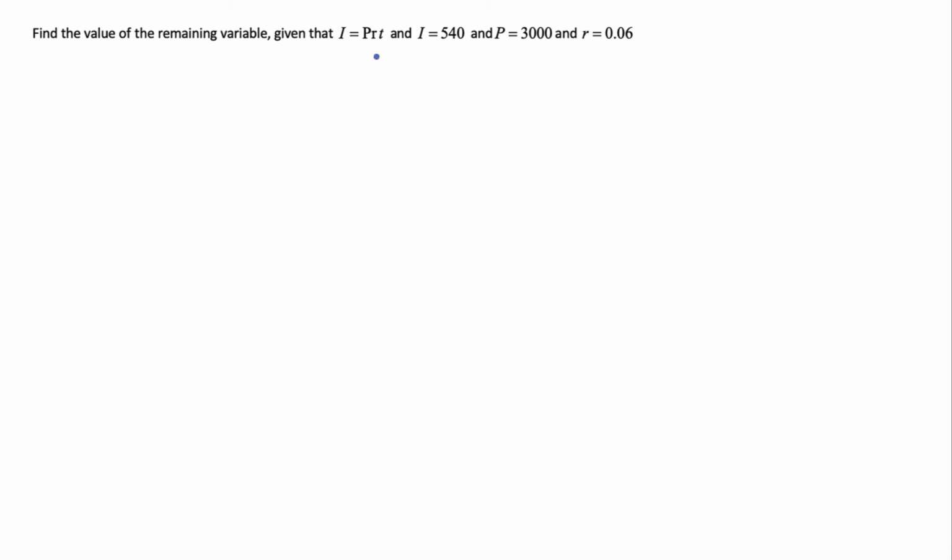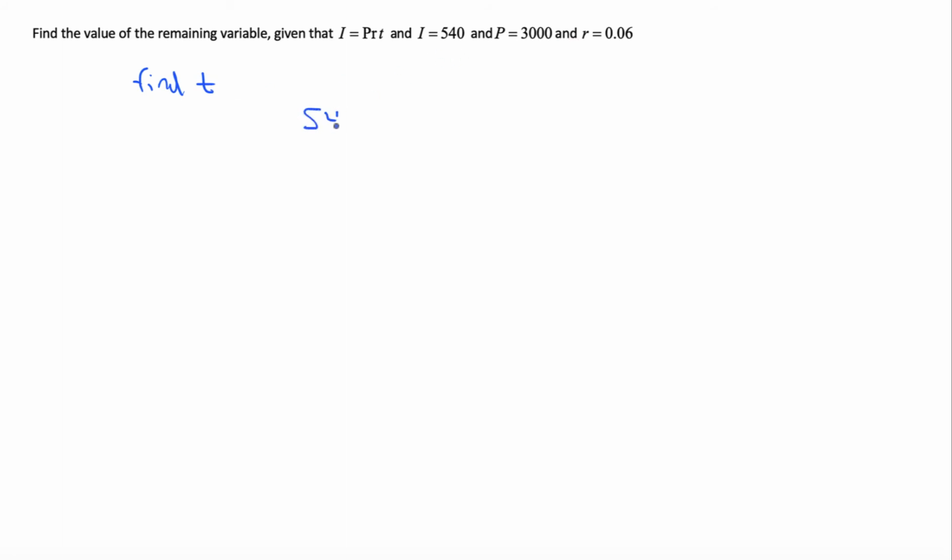So I equals PRT. Notice that there are four variables in this equation, and in the statement, we are given three of these values, right? So if there's four variables in the formula, we are given three of them, so we should be able to find the remaining one, right? So in this case, we want to find the value of T. Okay, so let's just go ahead and plug these values in, right?